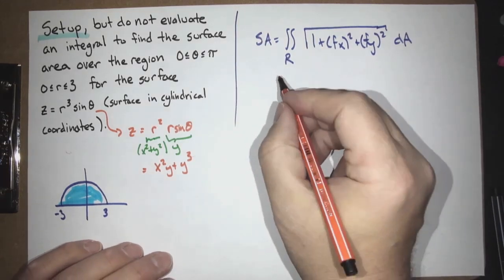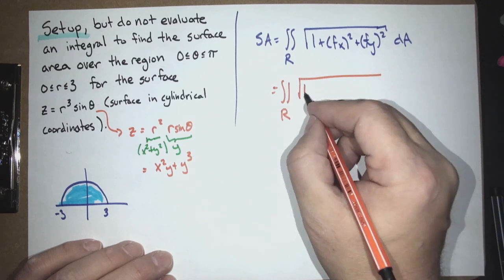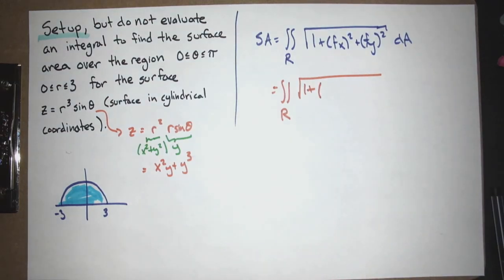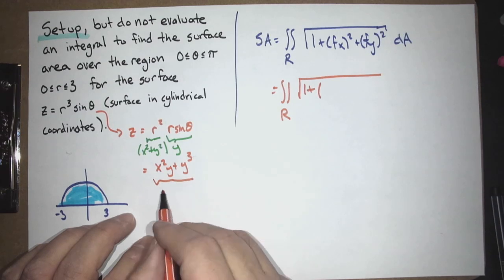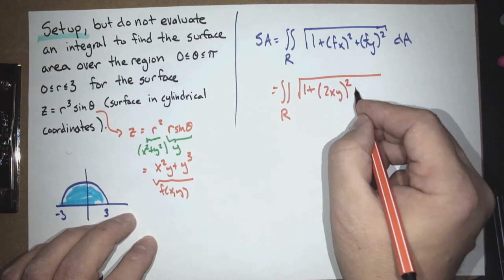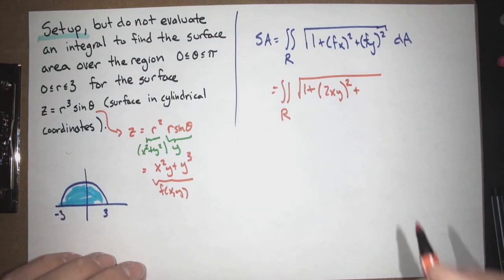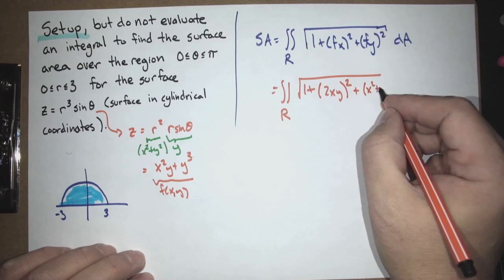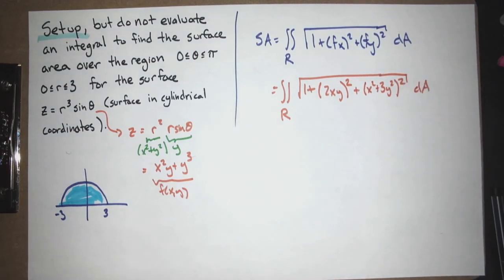So updating, we have our integral over our region, square root of 1 plus, what is f sub x? 2xy. Take the derivative with respect to x. So this is our f of x, y. 2xy, and then we square that. F sub y is x squared plus 3y squared. Great. And then we square that, dA. And we're almost done.